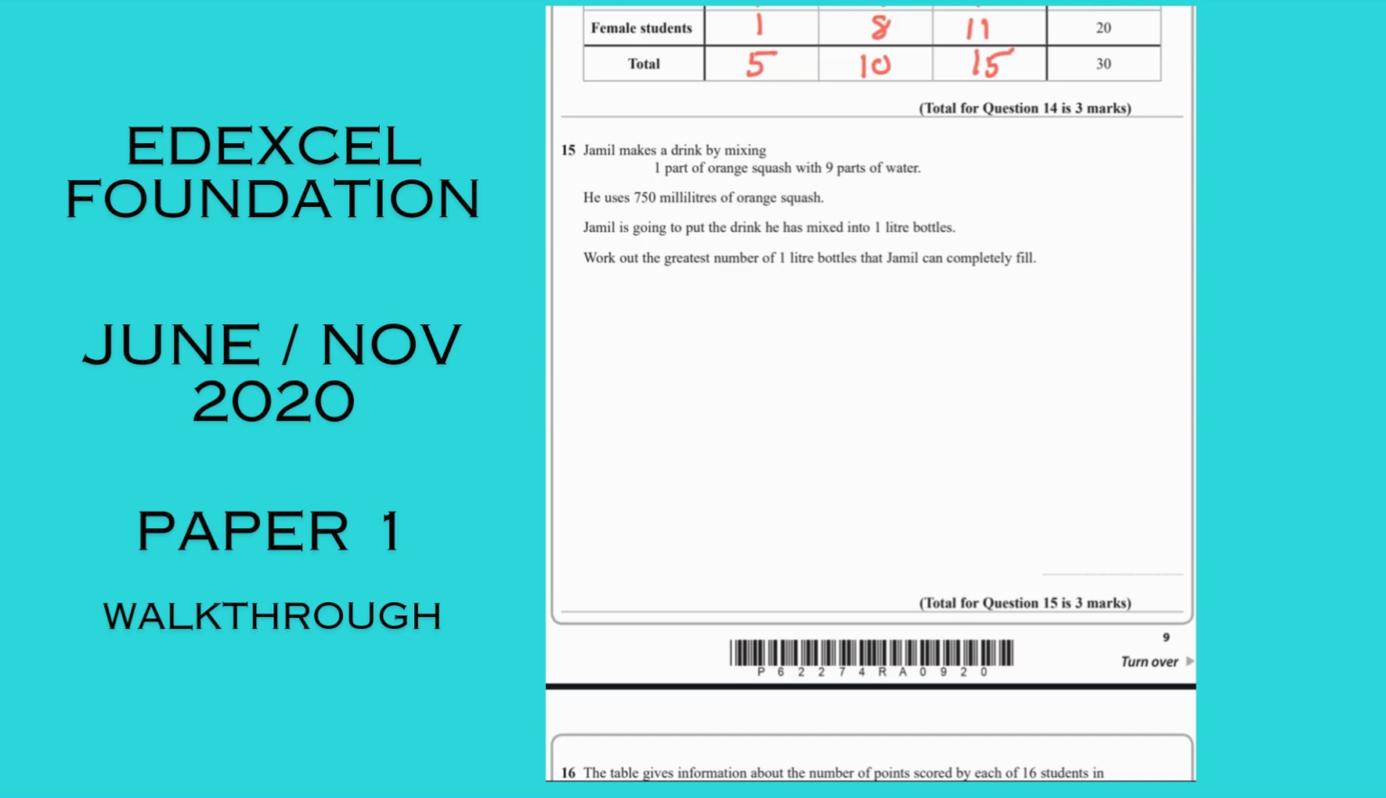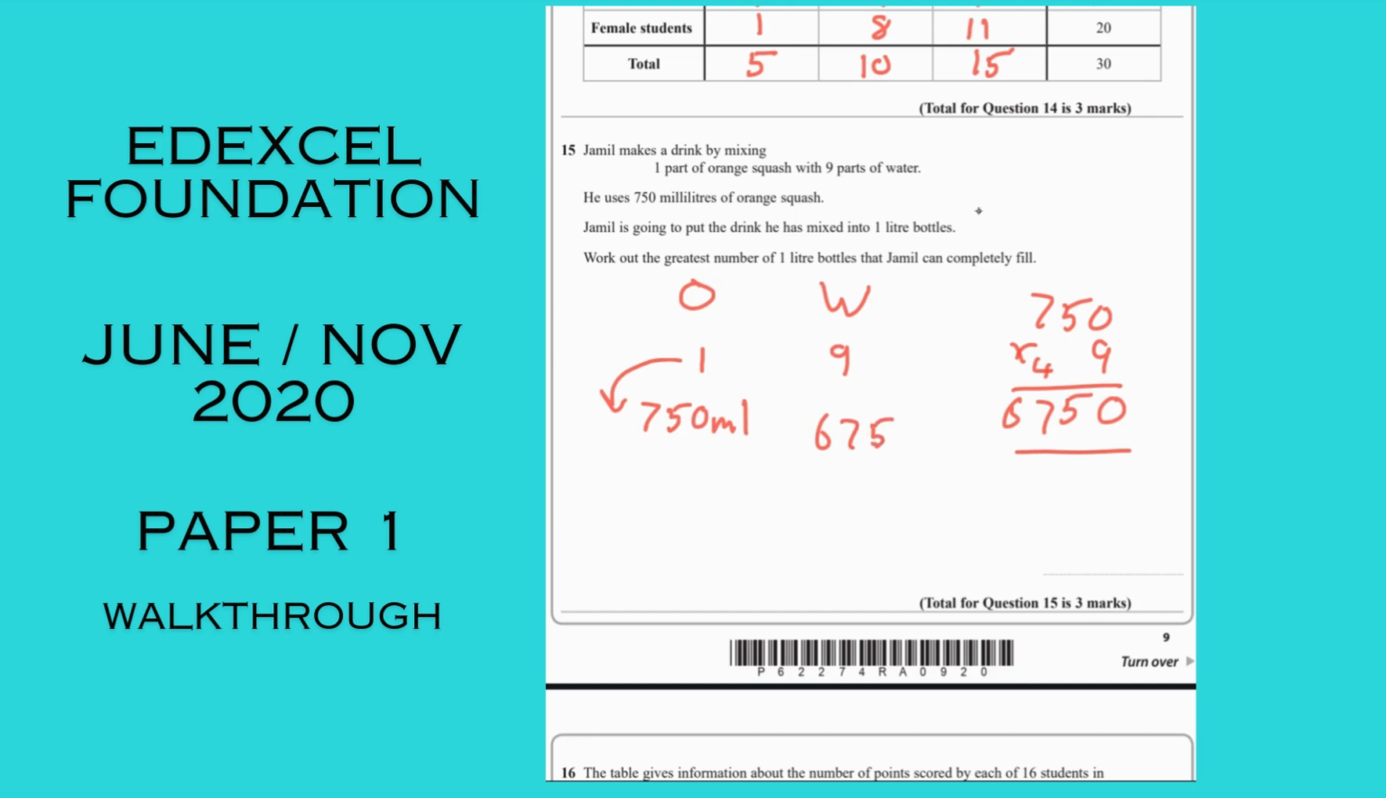Jamila makes a drink. 1 part orange squash, 9 parts water. 750 ml of orange squash, same multiplier, so 750 multiplied by 9. 45, so 6750. So we've got 6750 mils of water, 750 mils of orange juice, adding up.